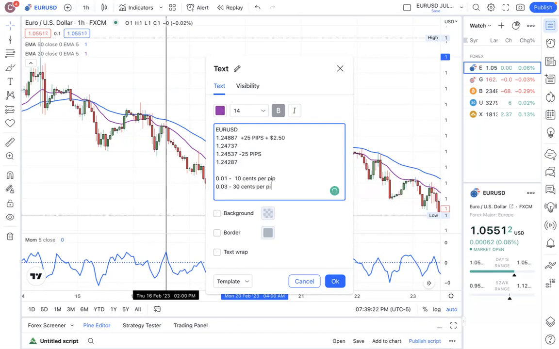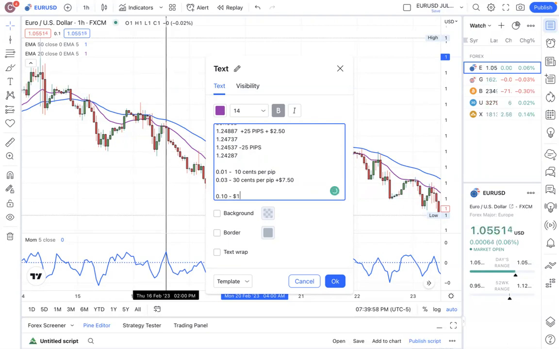Now, if you're using 0.03, that's going to be 30 cents per pip. And I usually do a few examples in each thing just so you can see, you don't have to use 0.01. You can use 0.03, right? And in that case, you would do 25 pips times 30 cents, and that'll be $7.50. So in the same trade, somebody risked 10 cents and made $2.50. Somebody else could be risking a little bit more, and they could be making $7.50 in that same trade.